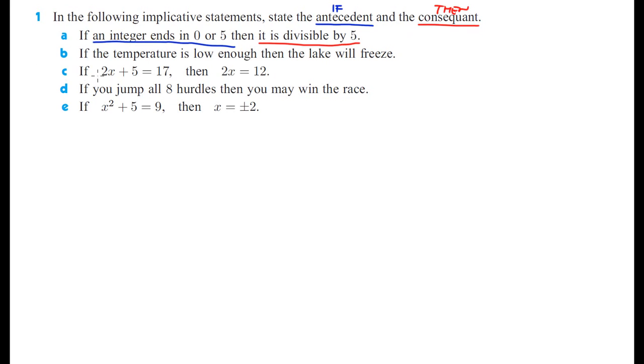All right, for B, the temperature is low enough is the antecedent, and then the then part, or the consequent, it would be then the lake will freeze. Okay? Actually, you don't even need then. Let's just put just the lake will freeze. Okay? Next one, C. If 2x plus 5 equals 17, so it's just 2x plus 5 equals 17, then we get 2x equals 12. So that's the antecedent and the consequent.